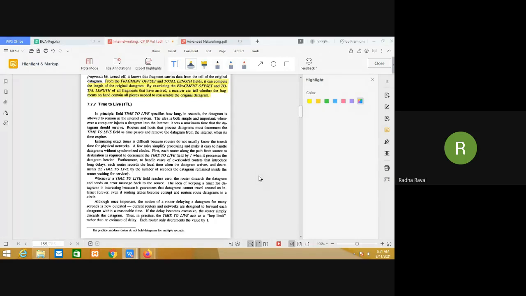So a router, in whose process the datagram is, must decrement the TTL field as time passes and remove the datagram from the internet when its time expires. Estimating the exact time is difficult because routers do not usually know the transit time of the physical network. So there are some rules to simplify the process and make it easy to handle datagrams without synchronizing clocks.